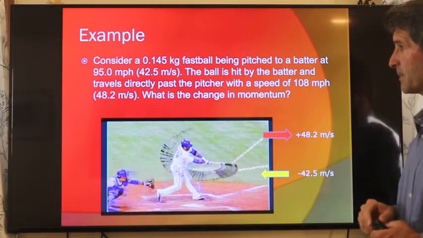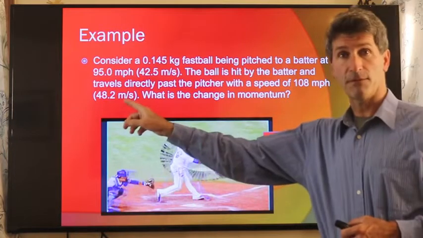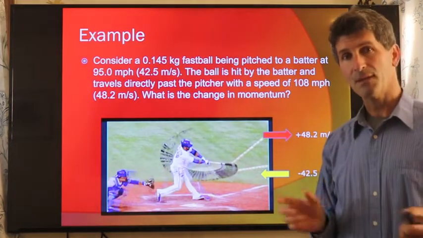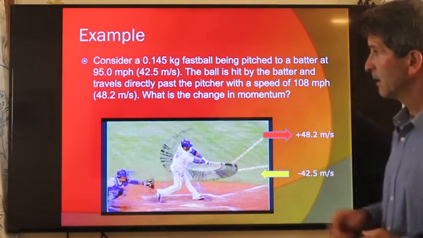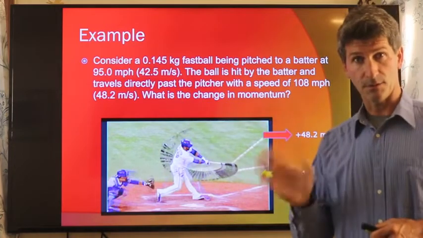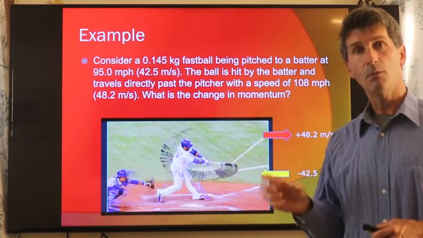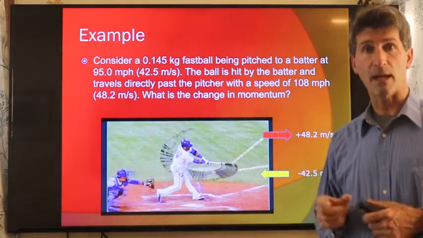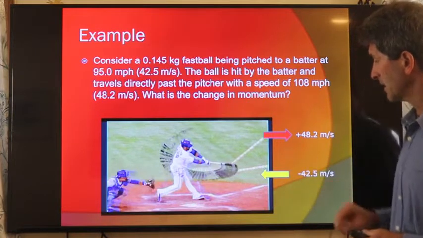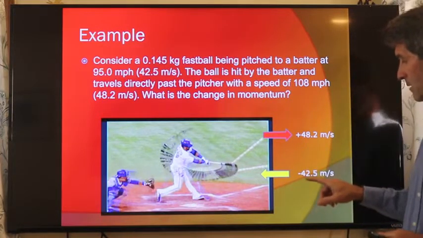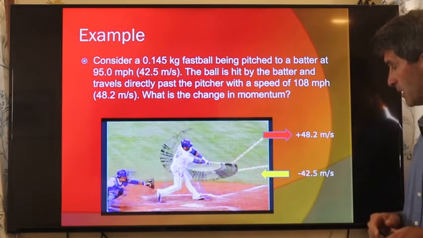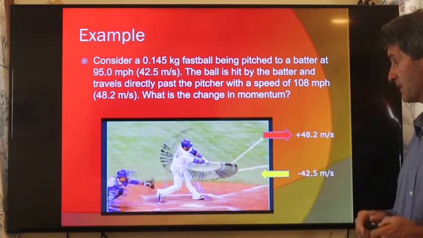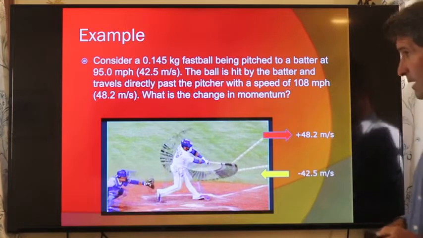This is a tricky case because you would think, oh, well, here's my final value, I'll just subtract it by my initial. That's not how you handle this, okay? These two are going in two different directions, equal and opposite. Remember, when you have two vectors and they're pointing in opposite directions, one has to be the negative of the other. So when we calculate the change in momentum, we say the pitch coming in has negative 42.5 meters per second velocity. The pitch going out has positive 48.2 meters per second velocity.